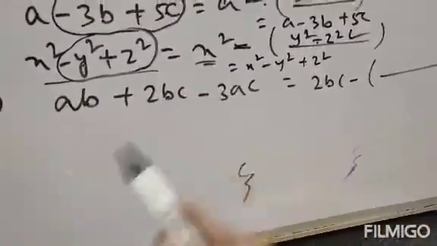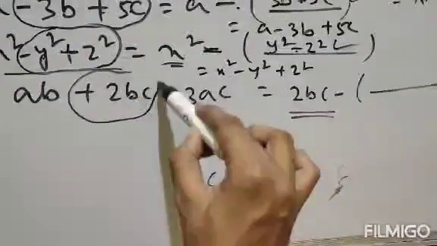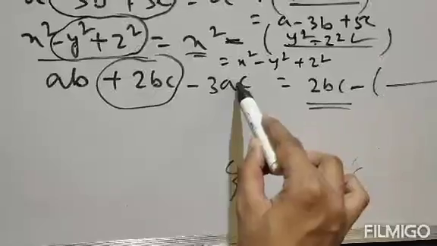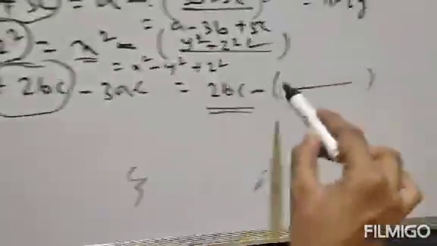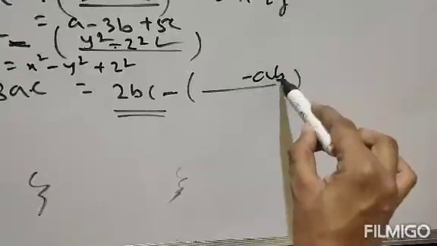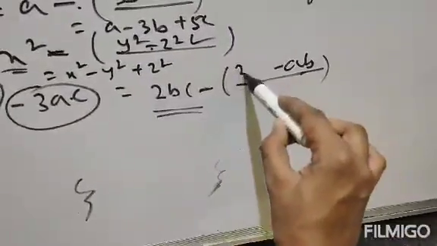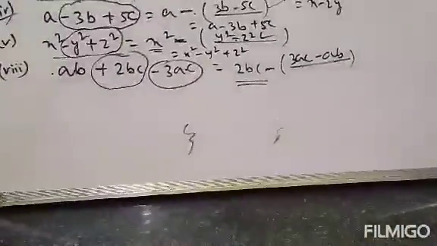Next, ab plus 2bc minus 3ac. Here 2bc is present, that means this term is given, and also there is a minus sign. So the remaining will be ab minus 3ac, and the sign will get automatically reversed. So ab here is plus, that means here it will be minus ab, and 3ac is minus, so here 3ac will be plus. The sign gets reversed because of this minus sign.